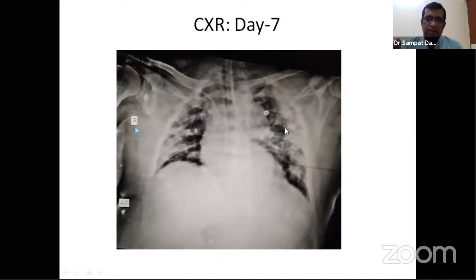Personally, what I find these days is that the X-ray and the clinical picture do not correlate. Don't depend upon the X-ray to decide whether the patient can be extubated or will do well. Please don't depend upon the X-ray. It totally depends upon the clinical part, whether this patient is able to be extubated or not.